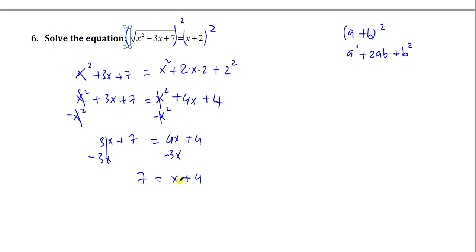Now to solve for x, I subtract 4 on both sides. So now I get x equals 7 minus 4, which is 3.